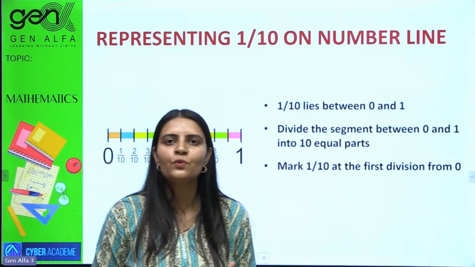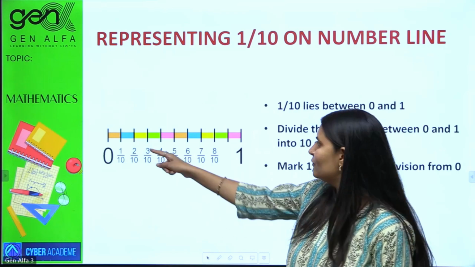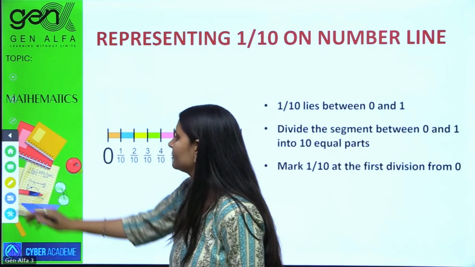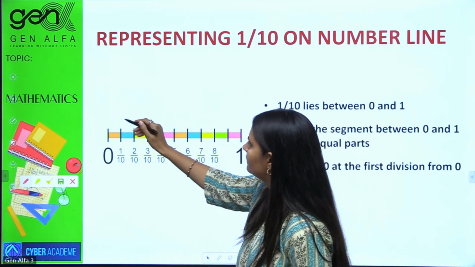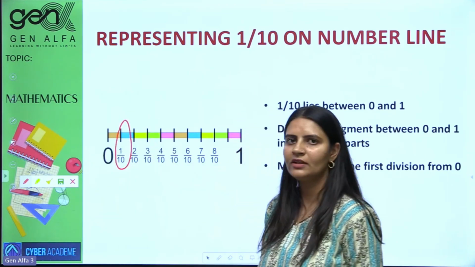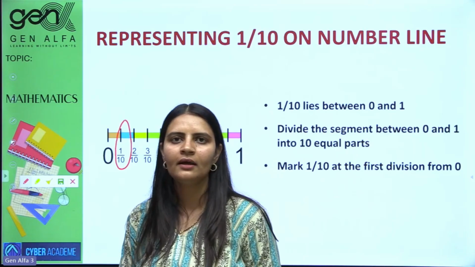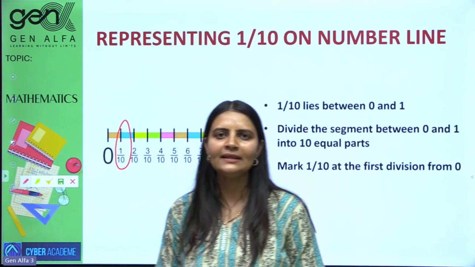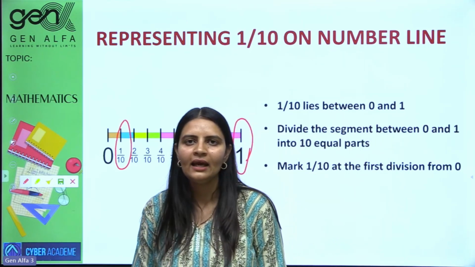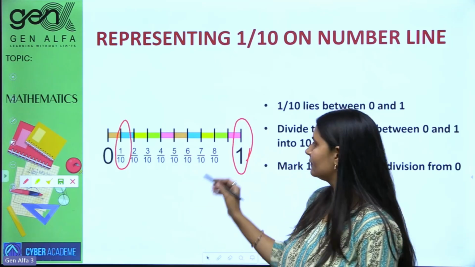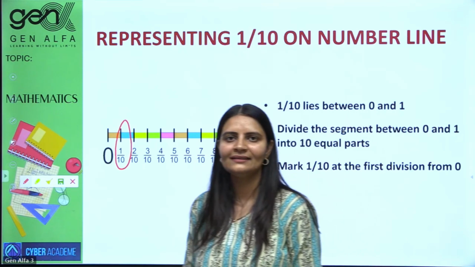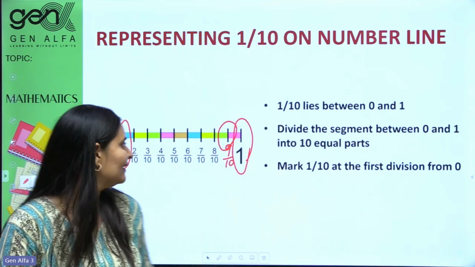Understood? Now, where is 1 by 10 located? Firstly, 1 by 10 is located over here. But if I ask you to locate 10 by 10, what is 10 by 10? Your 1. What if I say locate 9 by 10? That would be your 9 by 10. Easy, right? Surely.